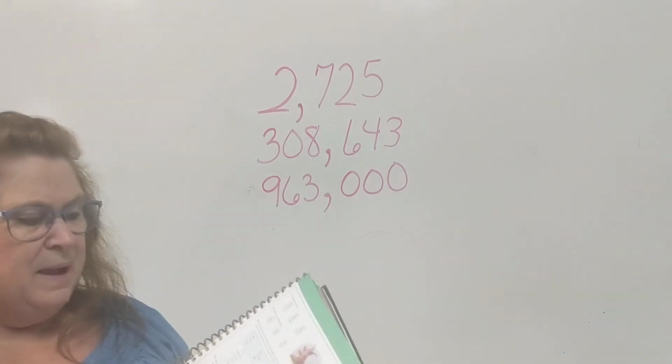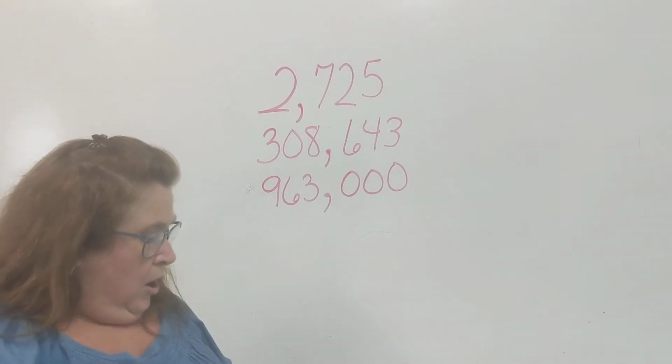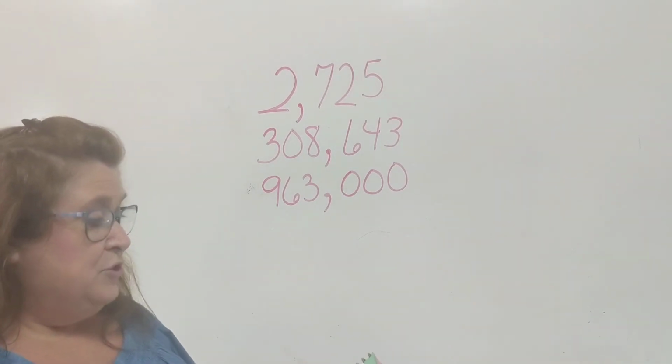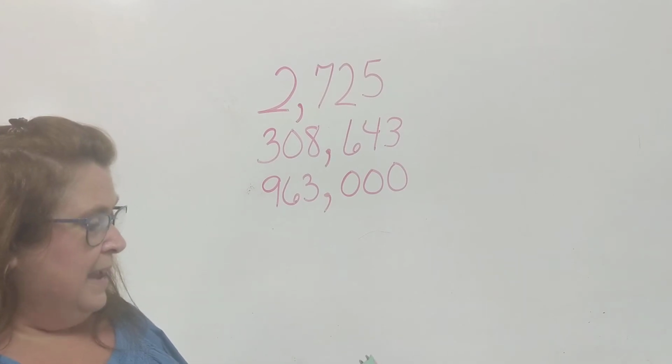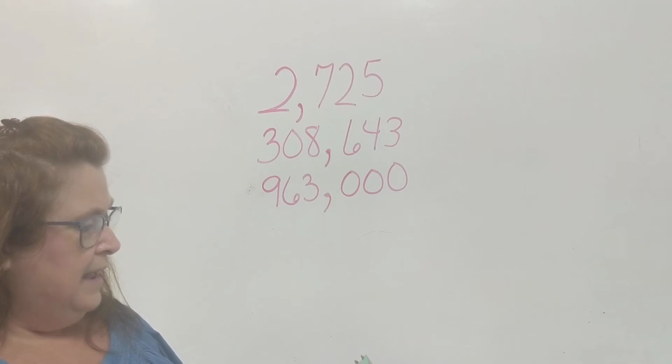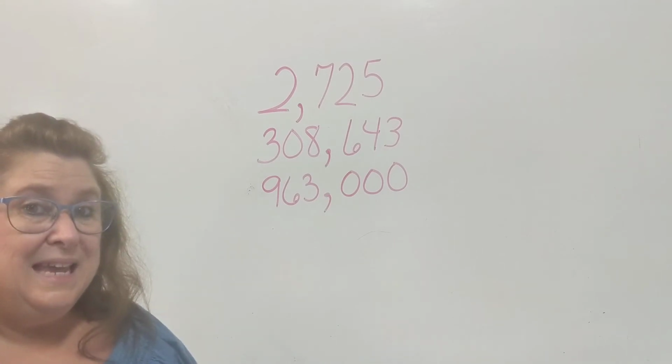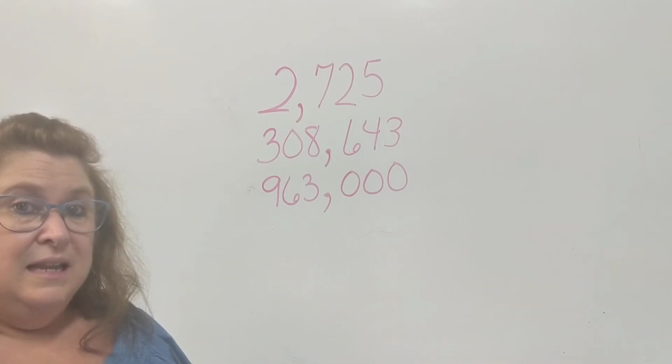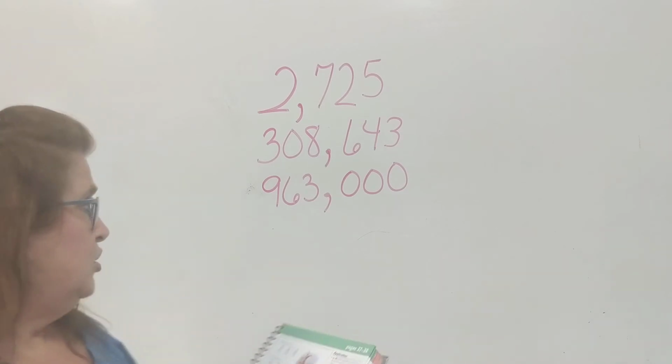Good job, guys. Turn your papers to the back side. On the back side for section 7, you're going to write the sums. And then for section 8, you're going to write the differences. Let's look at letter B on section 8.